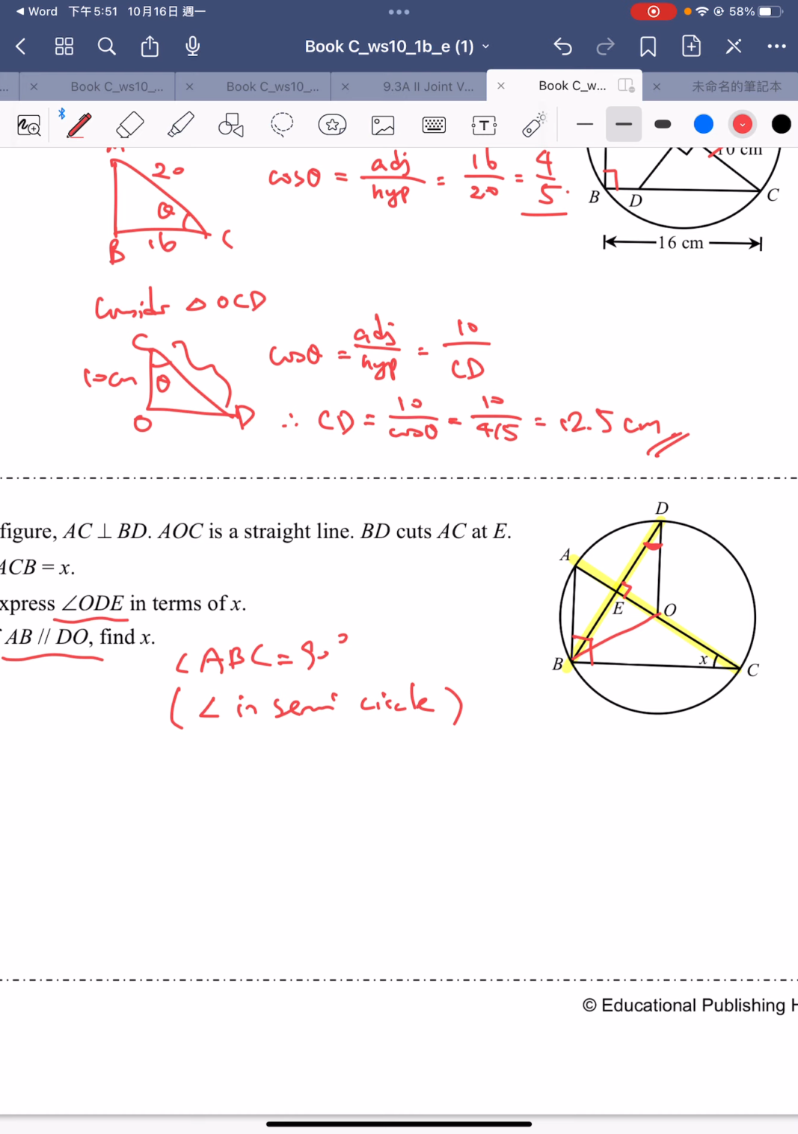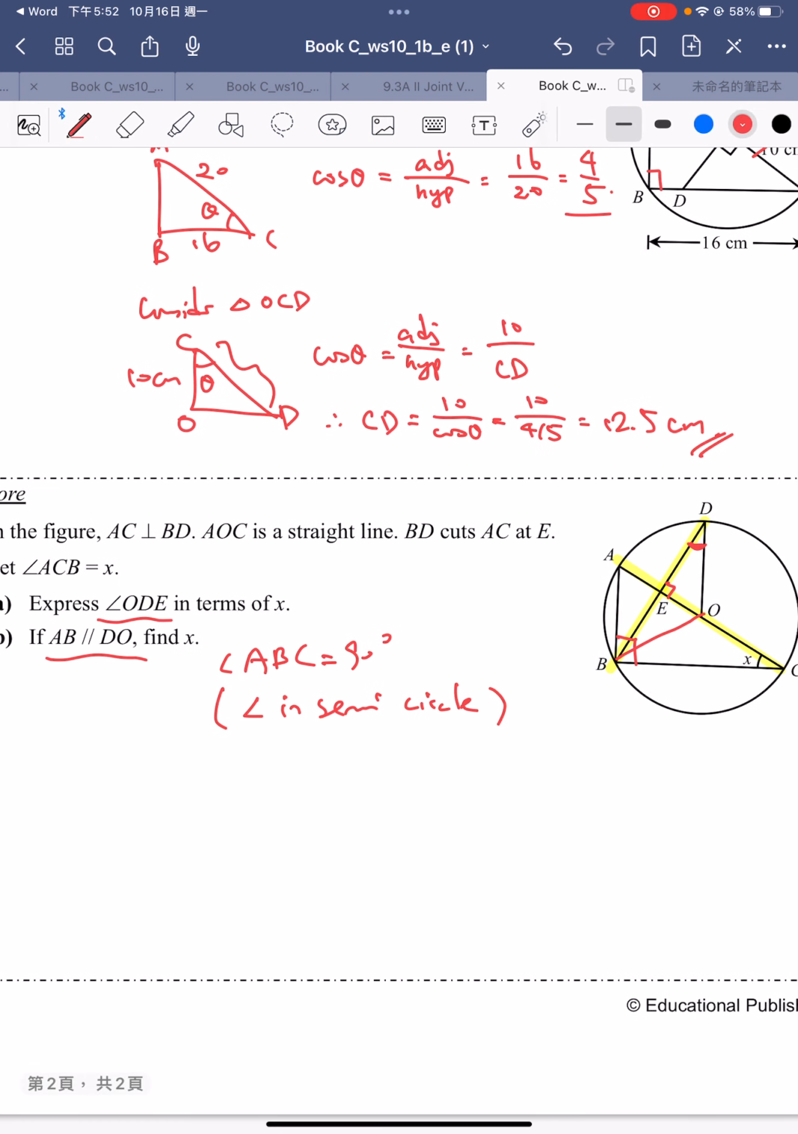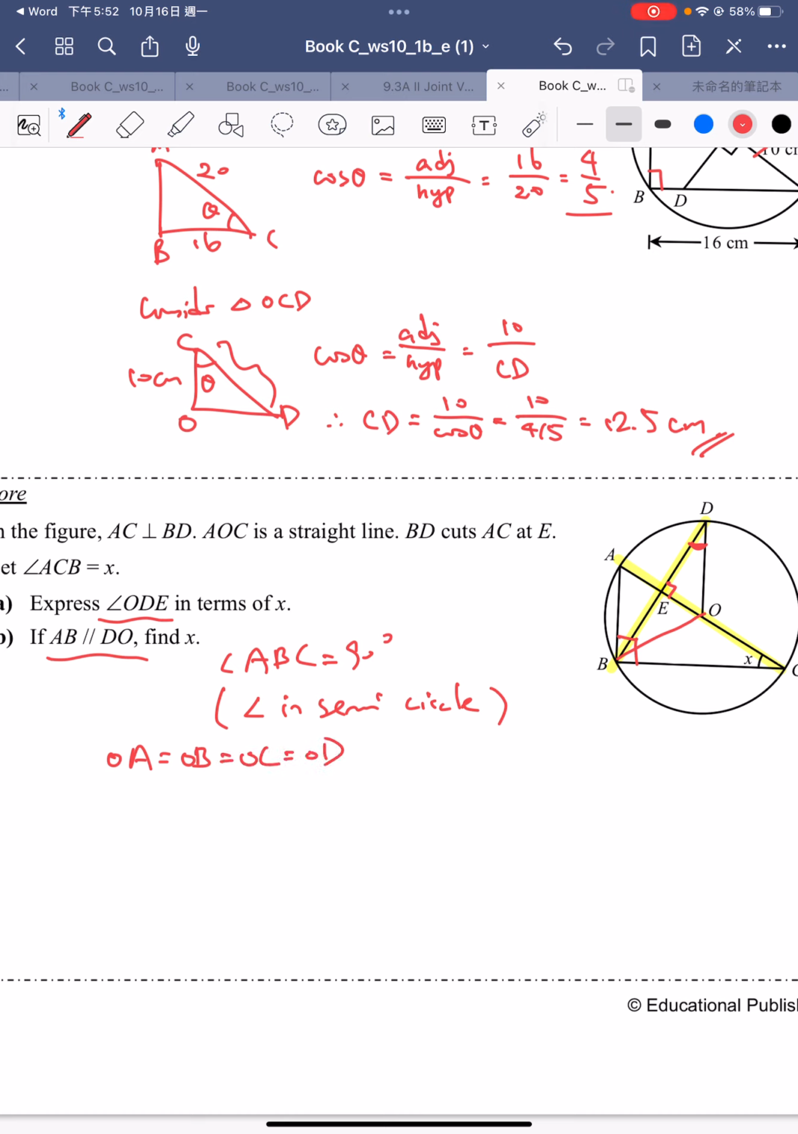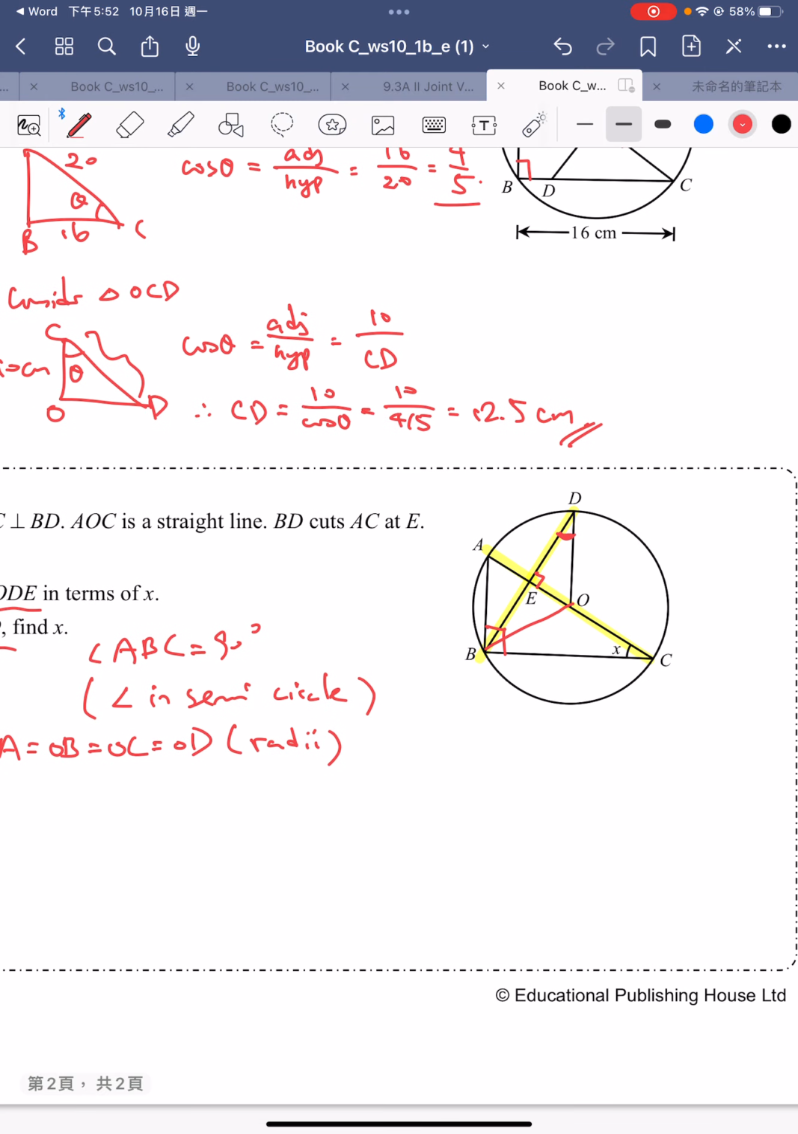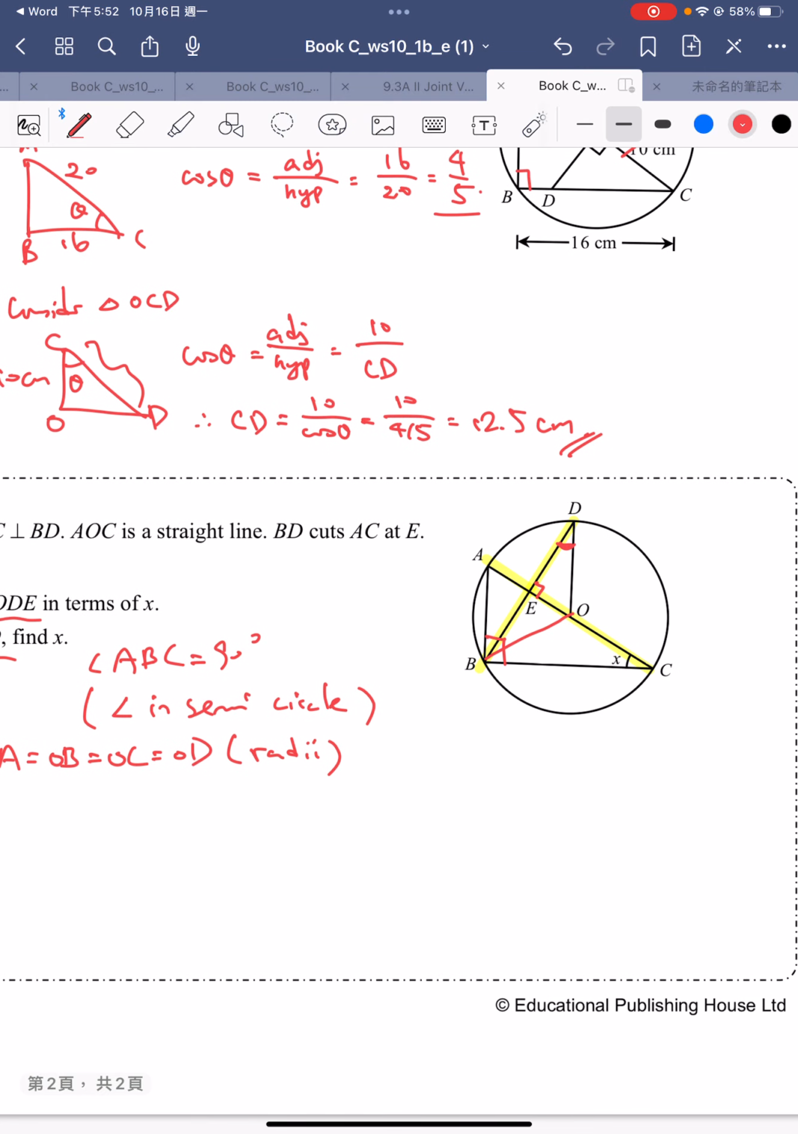And so do this OC. This OC is the radius as well. So we have OD, OA, OB, OC. All of them are the radius. So we can write down OA equal to OB equal to OC equal to OD. Both of them are radii. So you have the radii, then we can say that this angle OBC is x.